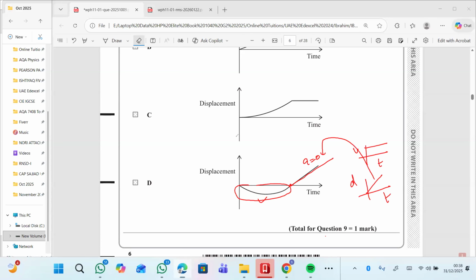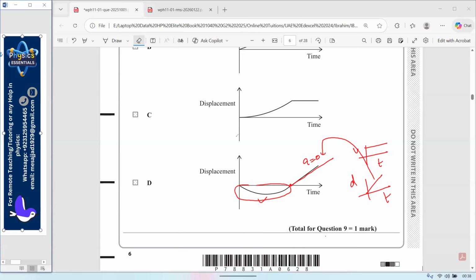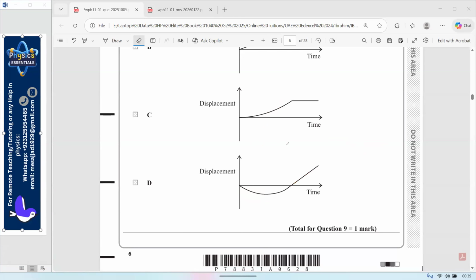Okay. It looks like a parabola, and remember that when the body has a constant acceleration, its speed is rising, and when its speed is rising, the displacement time graph is always parabolic. When you have constant acceleration and the speed is rising constantly, then you have the displacement time graph like this. Remember this. So the only option for this question is D.